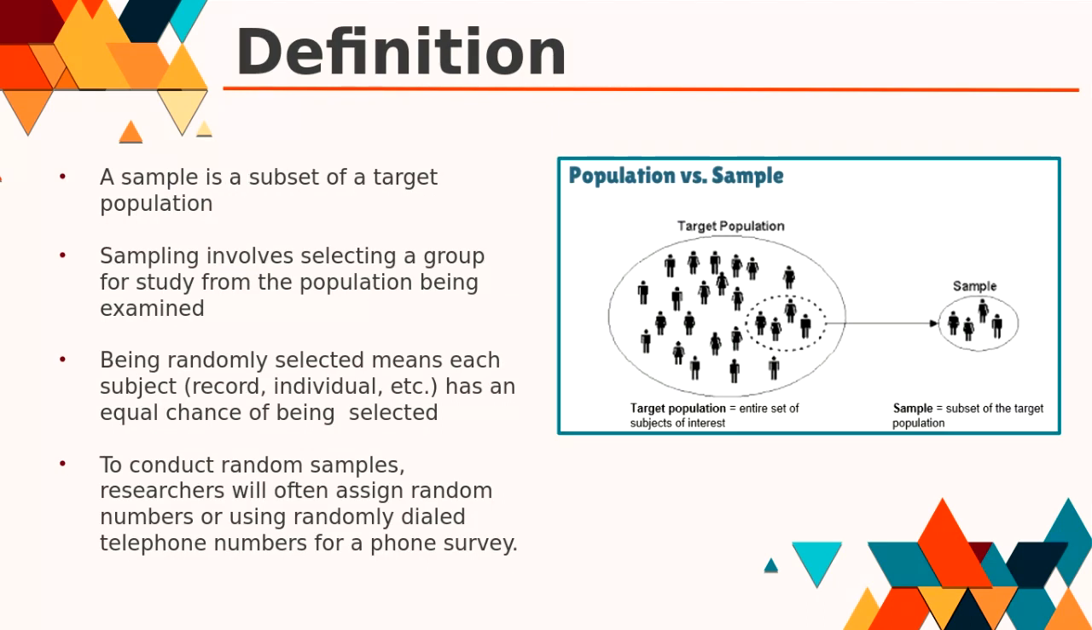So the target population is the entire set of individuals of interest, of subjects of interest. So this target population here could be all of the employees of Coca-Cola, versus a sample would be a subset of that target population. So while we can't do a survey of every single employee who works for Coca-Cola, we can pull a small subset, a small sample from that population. So sampling involves selecting a group for a study from the population being examined, the population of interest.